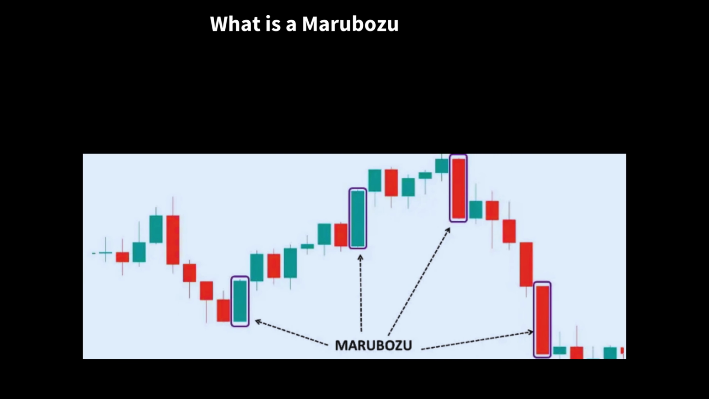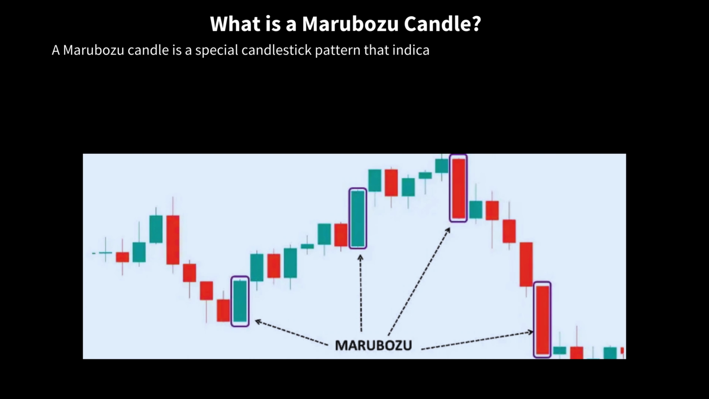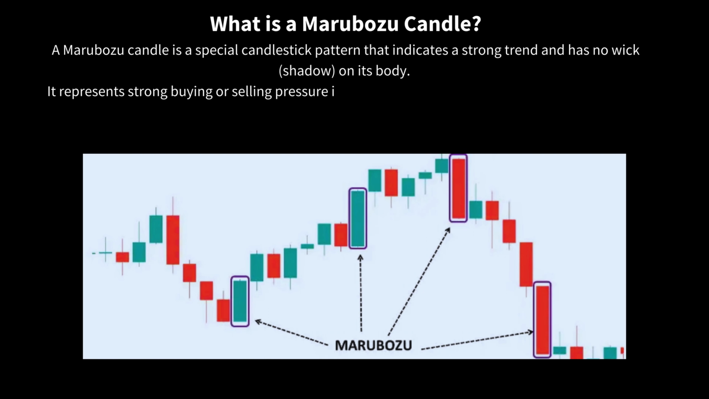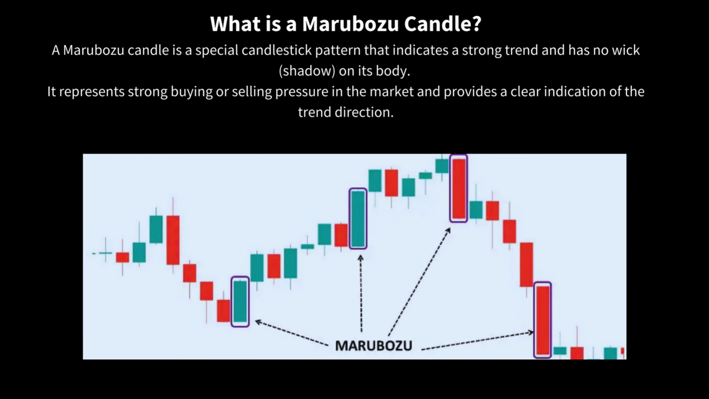What is a Marubozu candle? A Marubozu candle is a special candlestick pattern that indicates a strong trend and has no wick, shadow, on its body. It represents strong buying or selling pressure in the market and provides a clear indication of the trend direction.